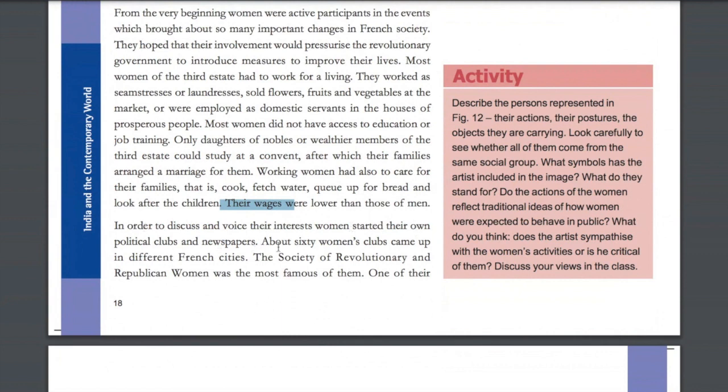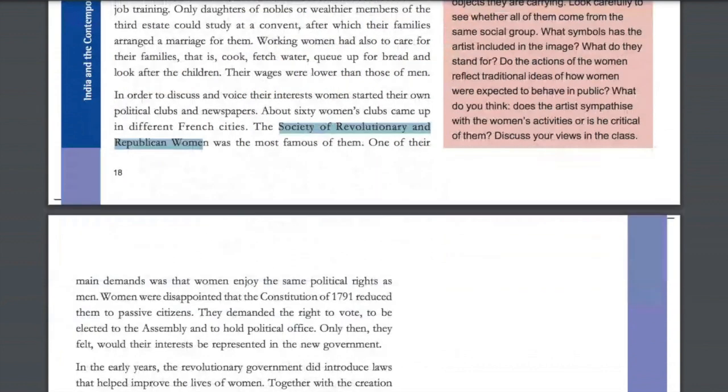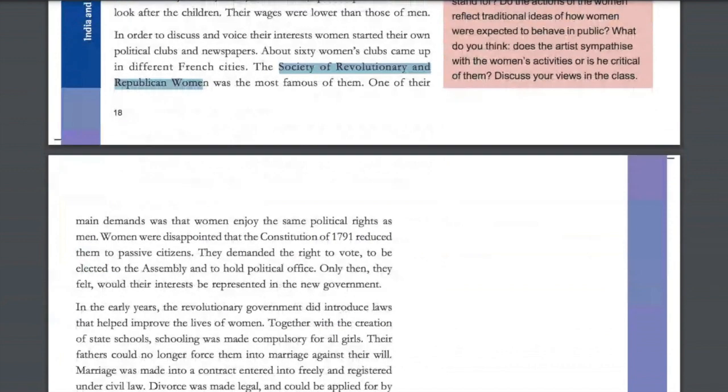In order to discuss and voice their interests, women started their own political clubs and newspapers. About 60 women's clubs came up in different French cities. The Society of Revolutionary and Republican Women was the most famous one of them. So Society of Revolutionary and Republican Women, SRRW. It was a very prominent party.